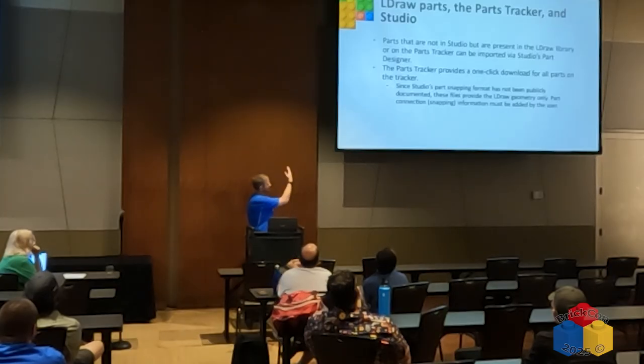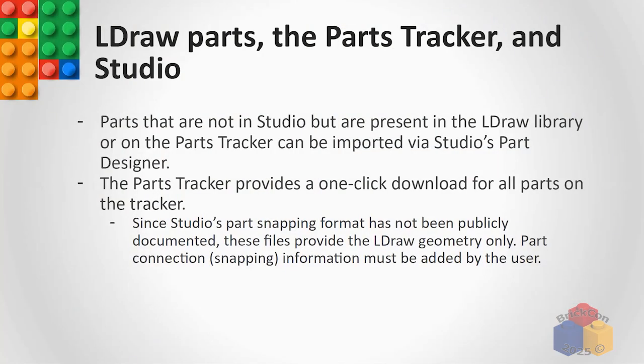All right, so I got ahead of myself. Parts that are not in Studio but are in the library: at the request of users, I added to every single part page on LDraw.org a download, a zip file. The zip file gives you everything you need to get that part into Studio. So basically a one-click download, and then you use Part Designer to import it into Studio, or you use the custom parts method, which is the one I use, which there's a tutorial on LDraw.org on how to do that.